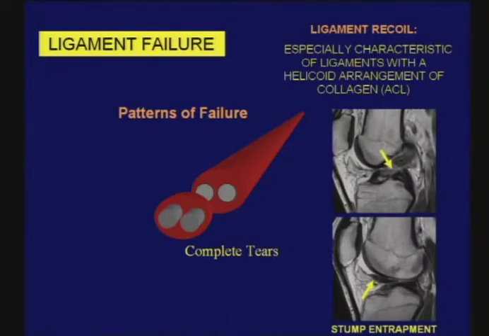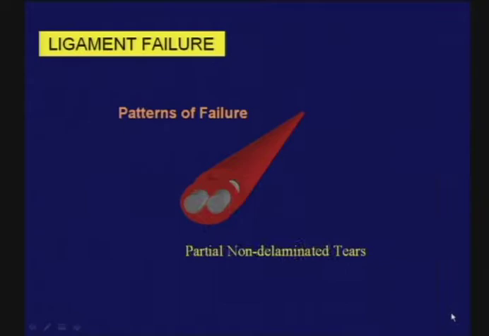In certain ligaments, following complete tear in the acute stage, there is a phenomenon called ligament recoil. This is particularly characteristic of the anterior cruciate ligament because of an unusual helicoid arrangement of the collagen. Perhaps it is this recoil that explains the phenomenon of stump entrapment, where a portion of the torn ligament recoils into the anterior aspect of the knee and may present as a blockage to full extension of the knee.